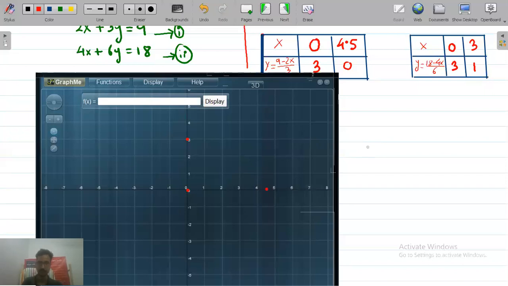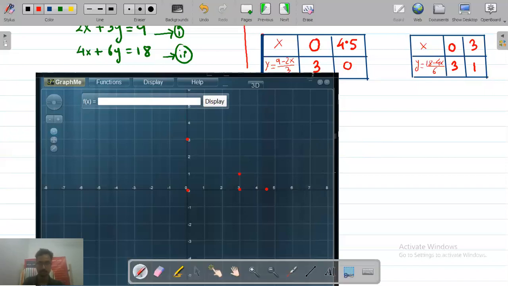So again, see, if x is 0, then your y is 3. Yes, and again, when x is 3, suppose this will be x is 3, then y is 1. Now if you join the points with a straight line, we will get a straight line. Suppose, when you join the line, you will get a straight line. Okay. So we'll get a straight line.